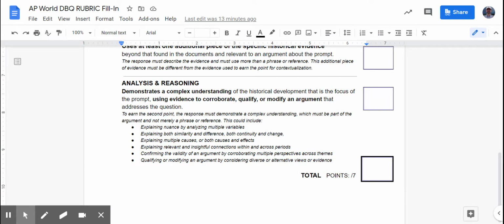Or you confirm the validity of an argument by corroborating multiple perspectives across themes, or you consider diverse and alternate views or evidence. Now, you may say, well, that's a lot of big words there and concepts. Yes, you don't have to do all this. These are some of the things you might do. And how would you do that? Well, one of the easiest ways to do this is to use a source to confirm or challenge another source. You do that 2 or 3 times, and you are into this analysis and reasoning.